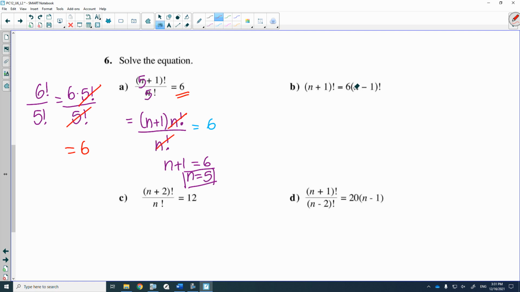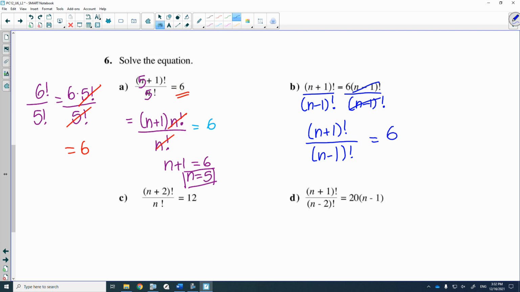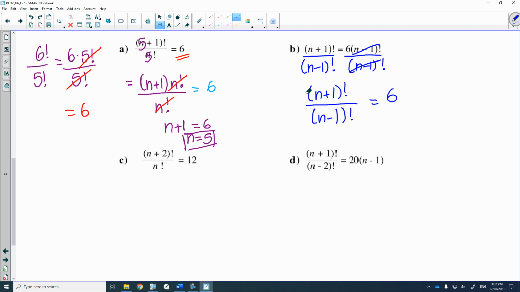For B, you want to unzip in order to cancel, right? But we can't actually cancel in this example unless we have all factorials together, right, on one side of your equation. So bring this n minus 1 factorial over here. So divide this guy by n minus 1 factorial. Divide over here by n minus 1 factorial. And then what we would have is n plus 1 factorial over n minus 1 factorial is equal to 6.